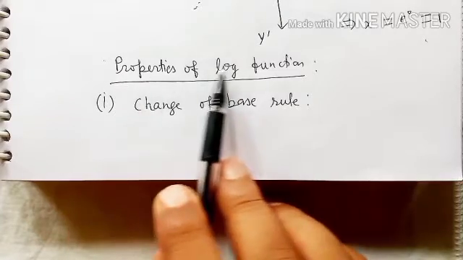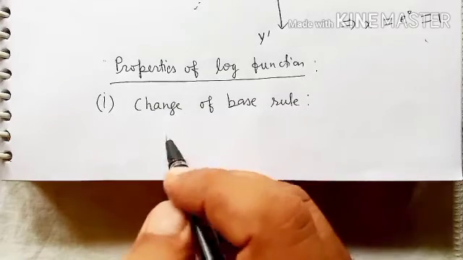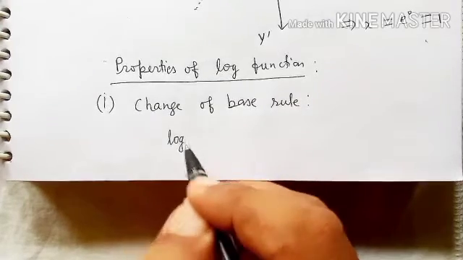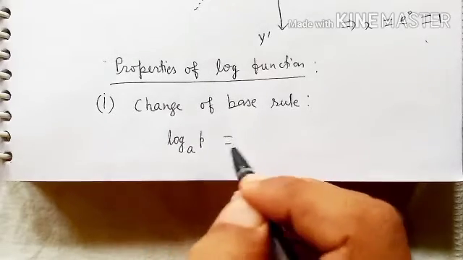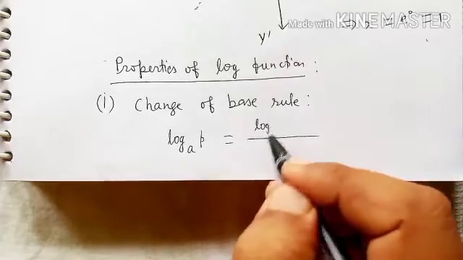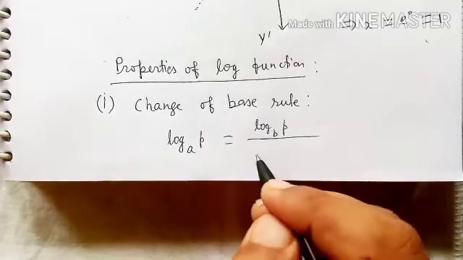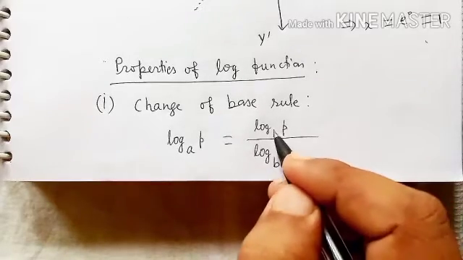Now properties of log function. First one is change of base rule. According to this, log of p to the base a is equal to log of p to the base b divided by log of a to the base b.